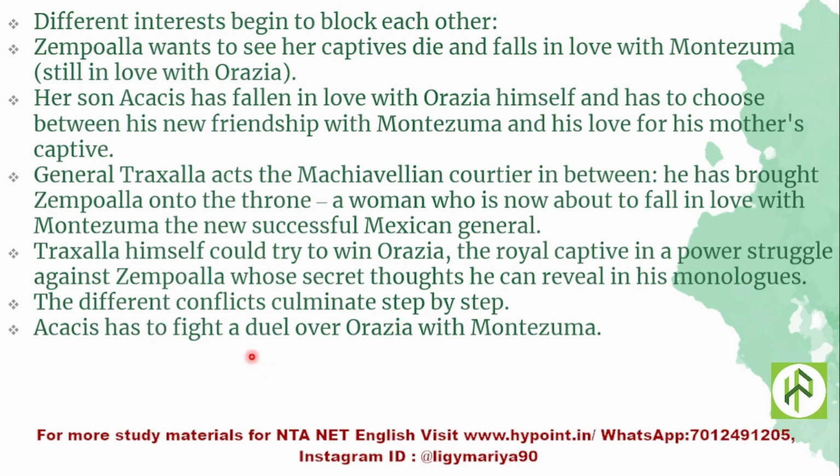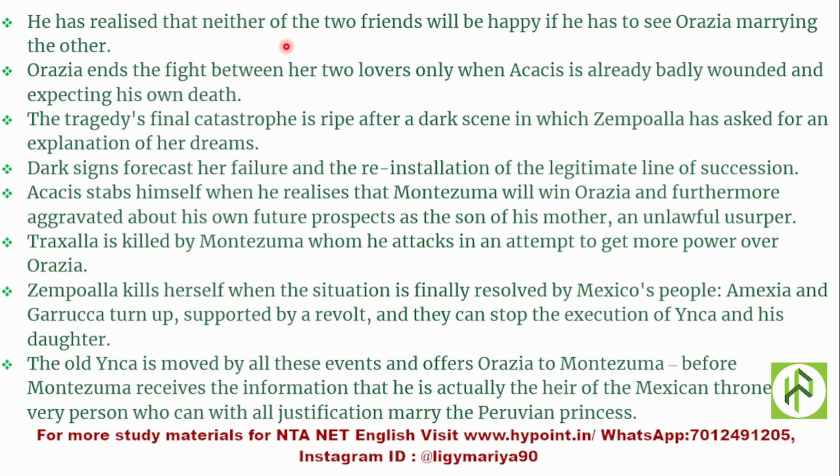Acacius has to fight a duel over Horacia with Montesma. So for Horacia, Acacius and Montesma fought a duel. He has realized that neither of the two friends will be happy if he has to see Horacia marrying the other. Montesma cannot see Acacius marrying Horacia, and Acacius cannot witness Montesma marrying Horacia. That's why they engage in a duel.